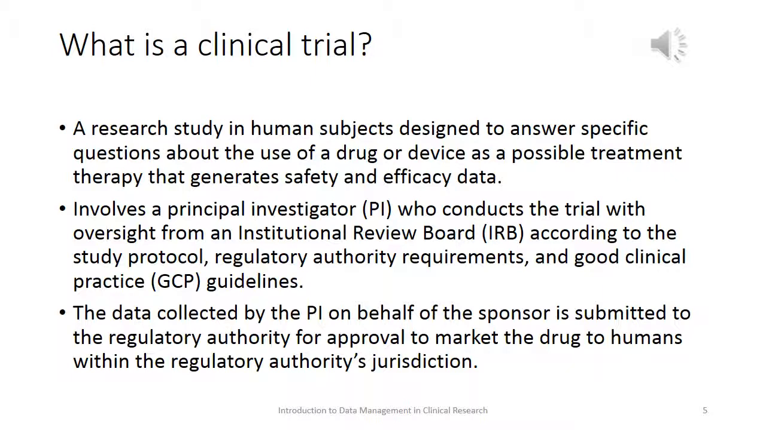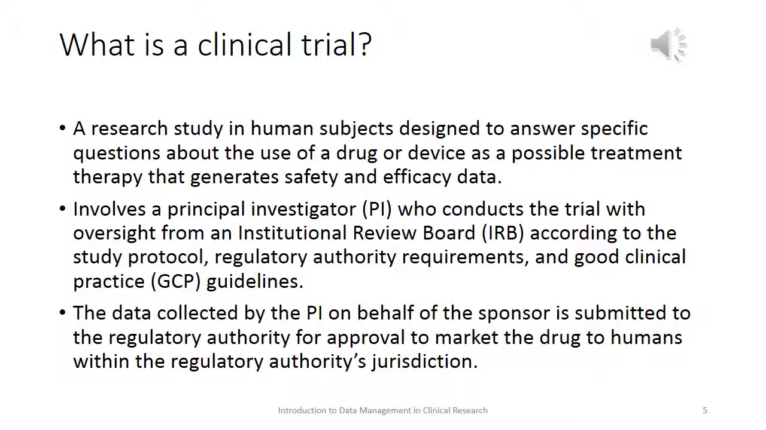But these are guidelines that have been accepted by most of the nations around the world, so they're fairly uniform from country to country. Some of the regulatory agencies in certain countries will have additional requirements that we may have to be aware of and may have to follow. So it's important that we understand that. And then finally, the data collected by the principal investigator, or the PI, on behalf of the sponsor is submitted to the regulatory authority for approval to market the drug to humans within the regulatory authority's jurisdiction.